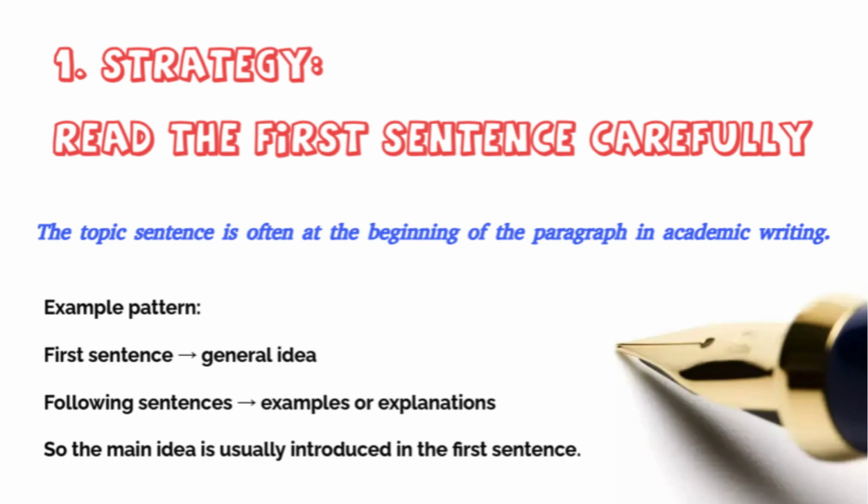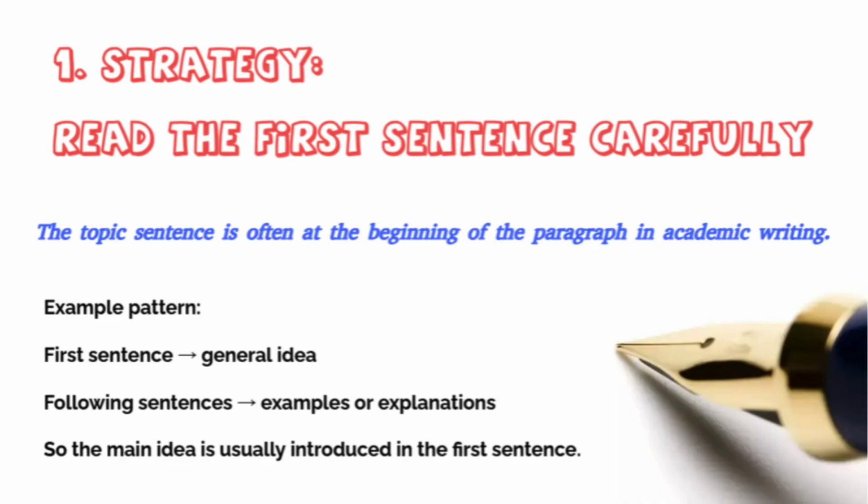Strategy 1. Read the first sentence carefully. In most academic writing, the topic sentence appears at the beginning of the paragraph. This sentence usually introduces the central idea that the rest of the paragraph explains. A common pattern looks like this. First sentence, general idea. Following sentences, examples, details, or explanations.